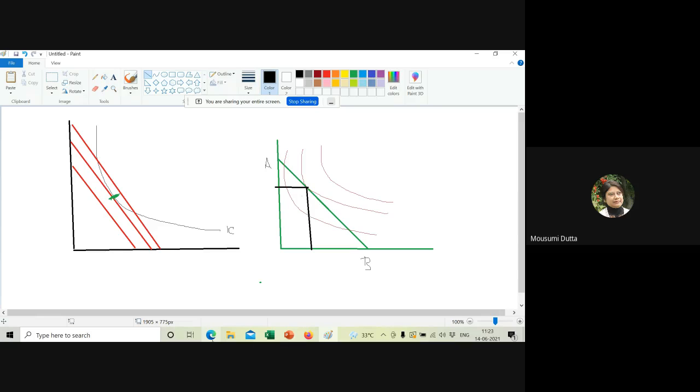Okay, then add one more sentence. If the constraint is non-linear, the problem is called non-linear programming. If the constraint is non-linear, in that case, it is called NLP, non-linear programming.